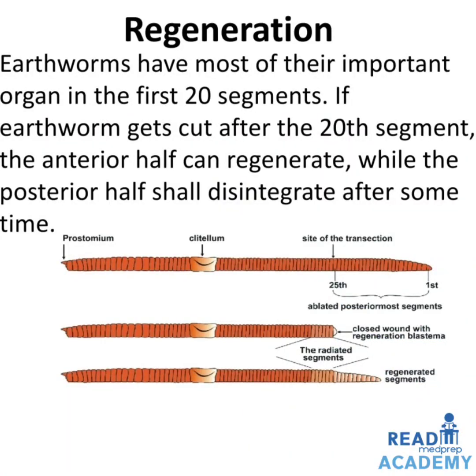Regeneration. Earthworms have most of their important organs in the first 20 segments. If an earthworm gets cut after the 20th segment, the anterior half can regenerate, while the posterior half shall disintegrate after some time. In the image below, you can see the section after the 25th segment where the proximal portion can regenerate and form new segments.